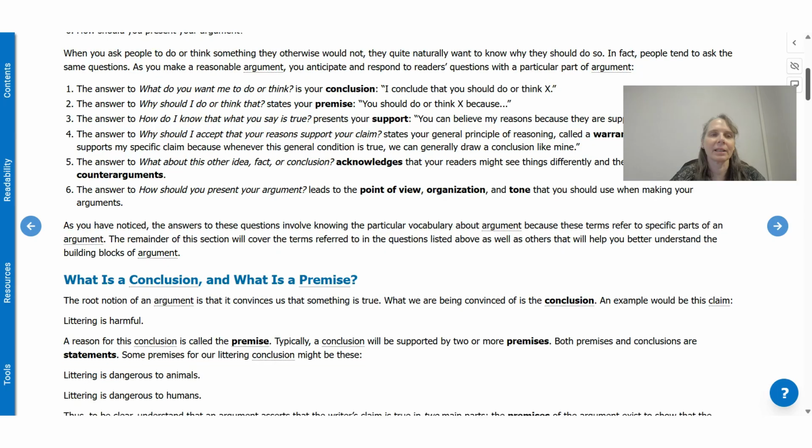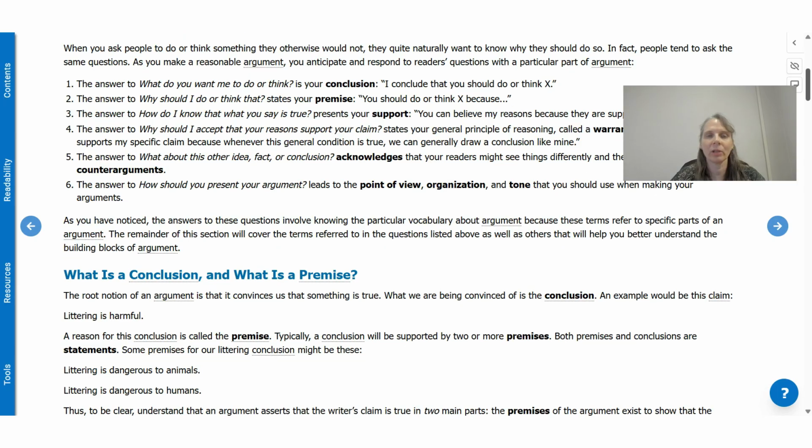So they say when you ask people to do or think something they otherwise would not, they quite naturally want to know why they should do so. In fact, people tend to ask the same questions. As you make a reasonable argument, you anticipate and respond to readers' questions with a particular part of argument. The answer to "What do you want me to do or think?" is your conclusion. I conclude that you should do or think X. So you might come to this assignment with a conclusion.